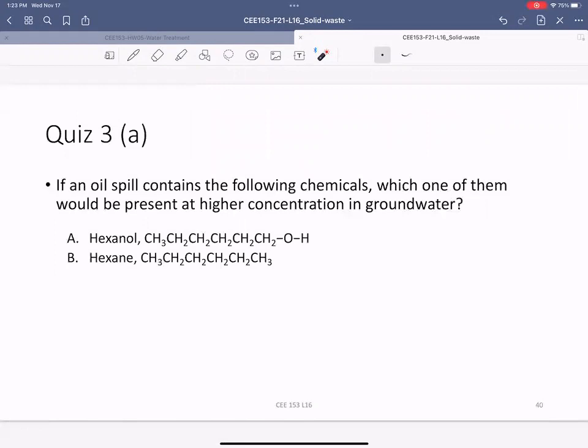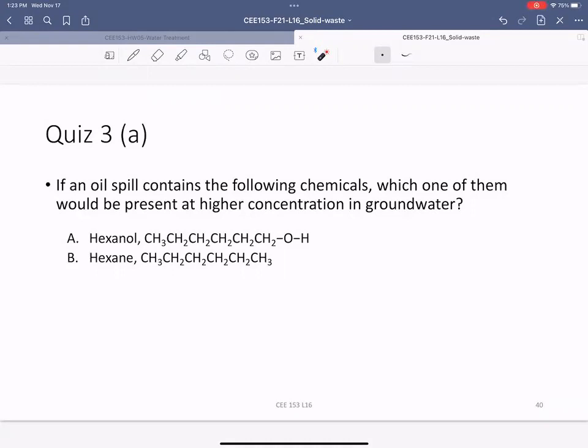If an oil spill contains the following chemicals, which one of them would be present at high concentration in groundwater? So in other words, I'm asking which of these 2 chemicals will have more solubility in water? Raise your hand if it is A. Raise your hand if it is B.